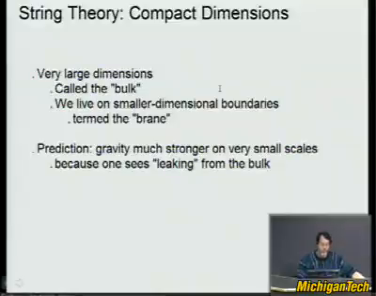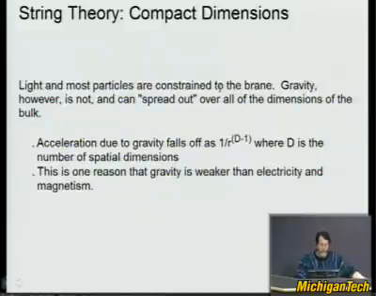As I said, very large dimensions can be called the bulk. We live possibly on lower-dimensional boundaries between bulks, sometimes called branes, membranes between bulks. So one prediction is that gravity is much stronger on very small scales. This is important because it's actually a prediction of string theory, which we'll get into in a little bit. Gravity acts differently, usually, as described in string theories, because it's leaking from the bulk. Light and most particles are constrained to be on the brane. Gravity, however, is not and can spread out over all of the dimensions of the bulk.